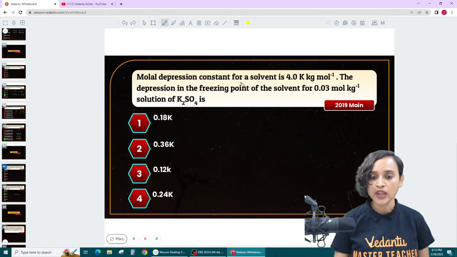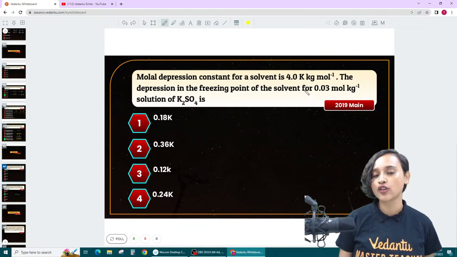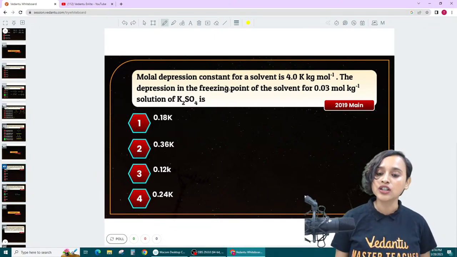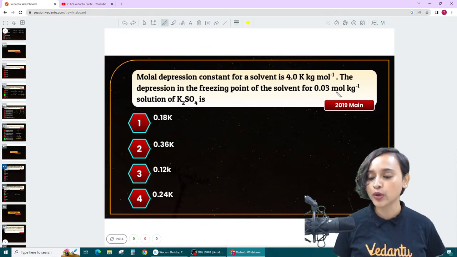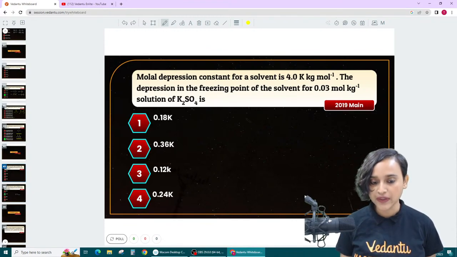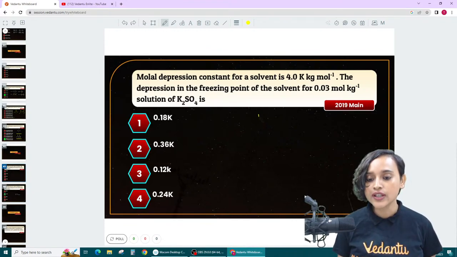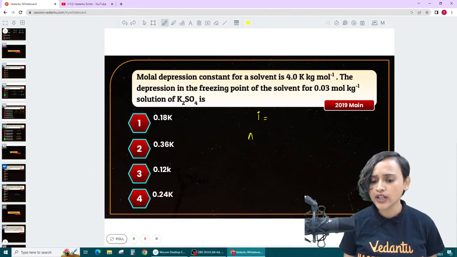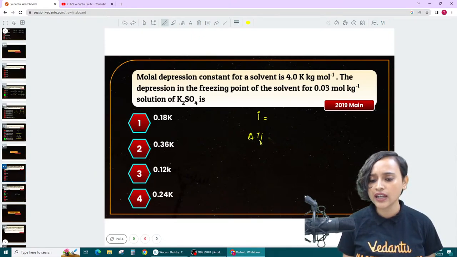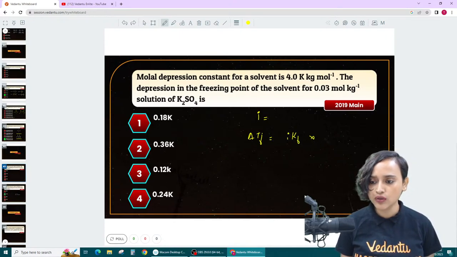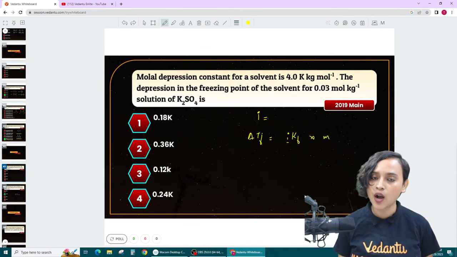Let's figure it out. Molar depression constant for a solvent is 4.0 kg per mole. The depression in the freezing point of the solvent for 0.03 mole per kg solution of K2SO4. Obviously we will have to figure out what i is. Even before that, what is the formula that we know? We know that delta TF is equal to i Kf into m, right? What is i? i is the Van 't Hoff factor. How will we figure out i?